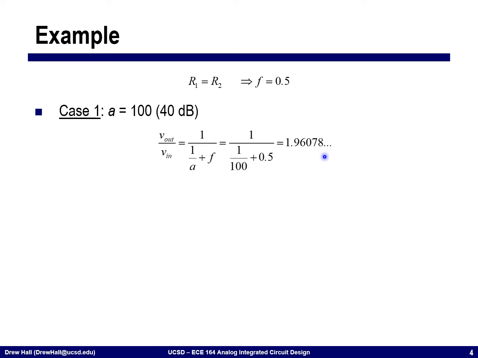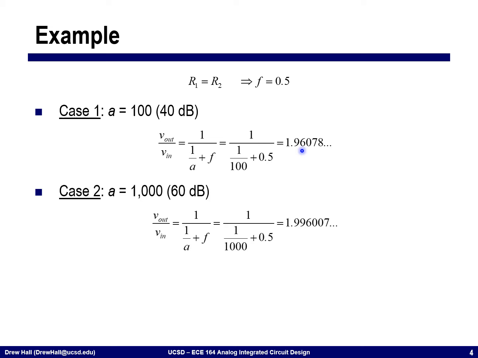1.96 is not bad, but there are applications, in particular a lot of precision analog applications, that require better than this. This would be roughly a 3 and change percent error. What if we needed more? Let's take an amplifier with a gain of 60 dB, so a gain of 1,000. This error has now improved. The closed loop gain is now 1.99, and so the error is 0.3% rather than 3%. So this is improving and getting much better.